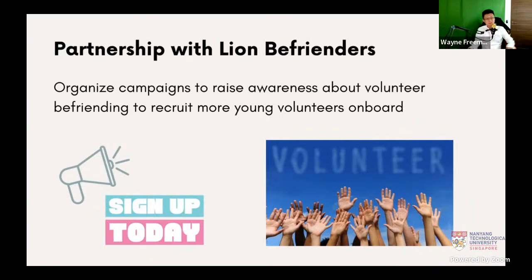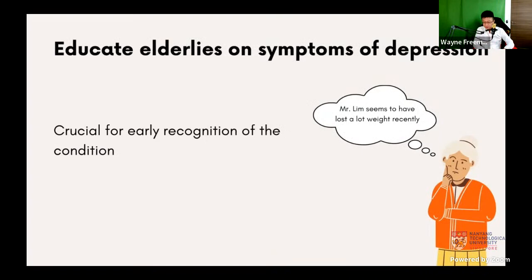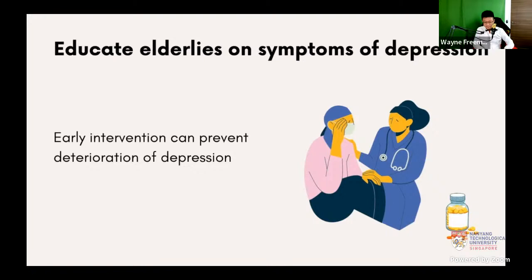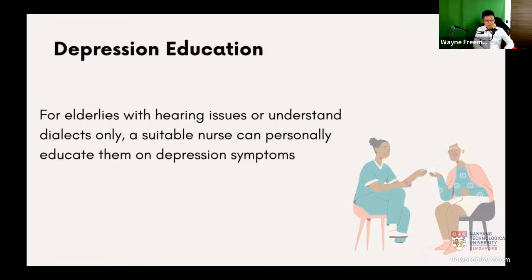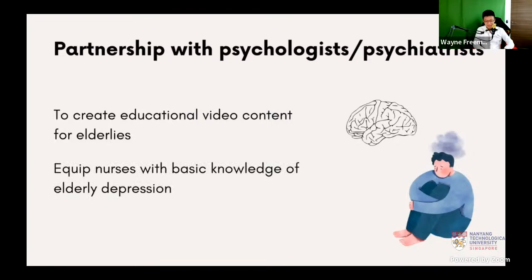Besides prevention, educating seniors about symptoms of depression is also crucial for early recognition of the condition. Such detection of symptoms in themselves or others facilitates early intervention and prevents deterioration of depression. To educate elderly about depression symptoms, they can be shown short informative videos during their annual health checkup. For elderly with hearing issues or who only understand dialects, a suitable nurse can personally educate them. CPGP can partner with psychologists or psychiatrists to generate the educational video and equip nurses with basic knowledge of elderly depression.